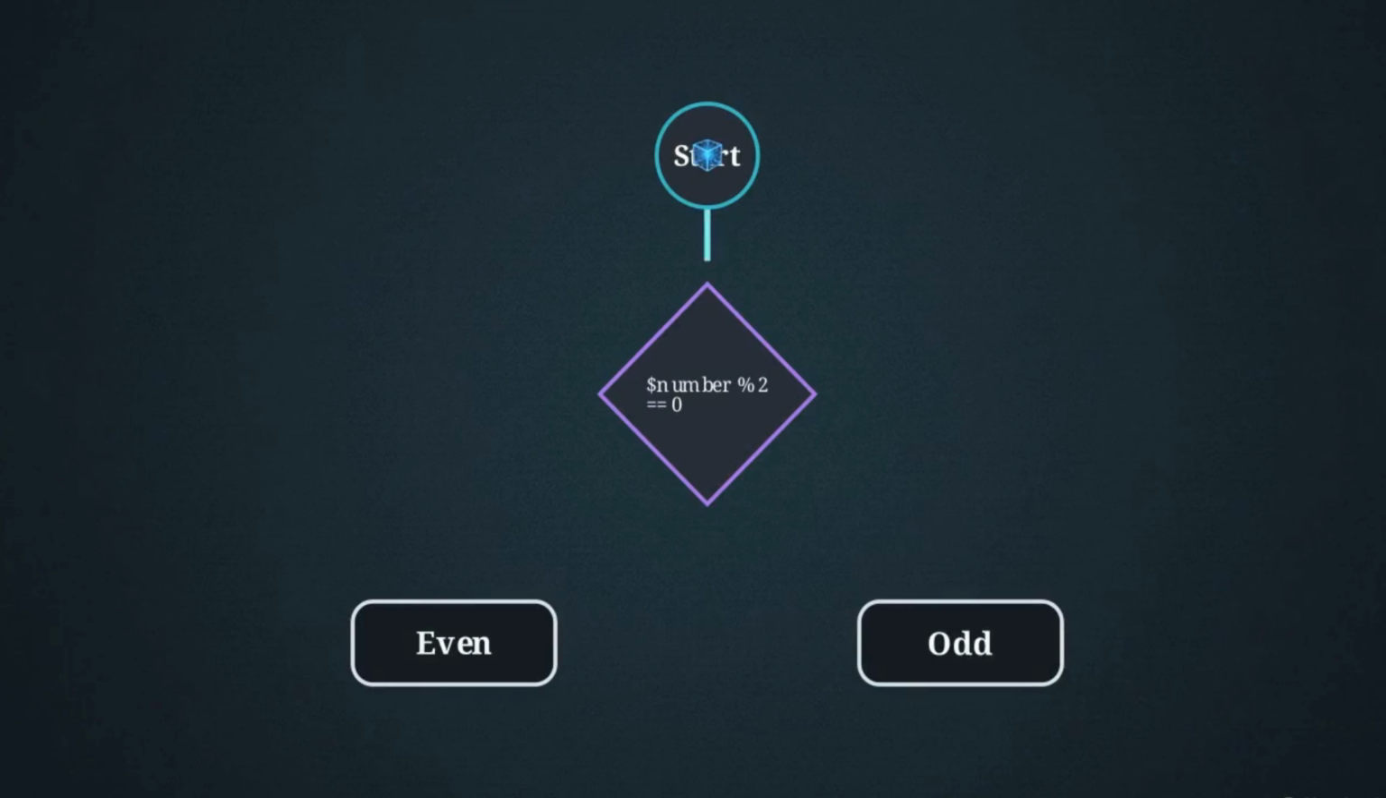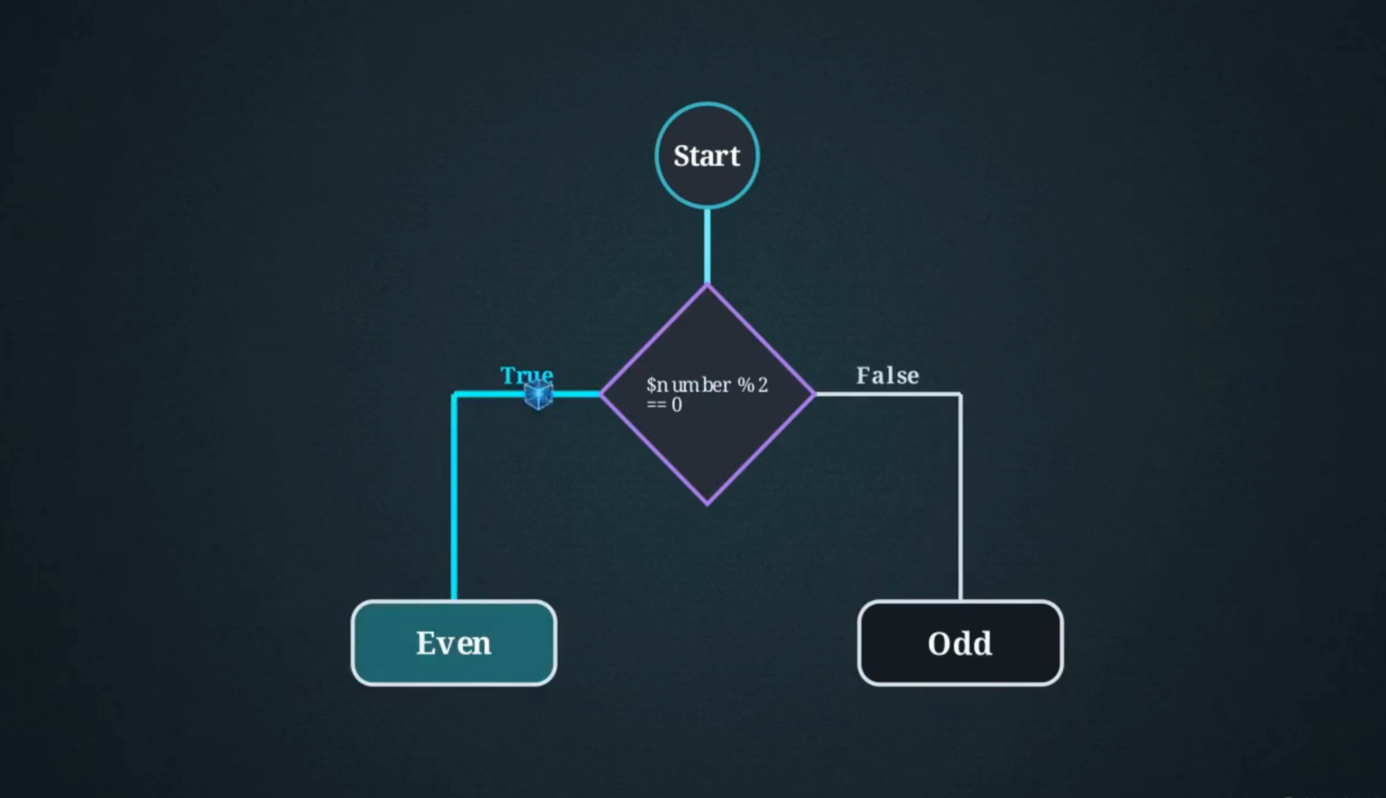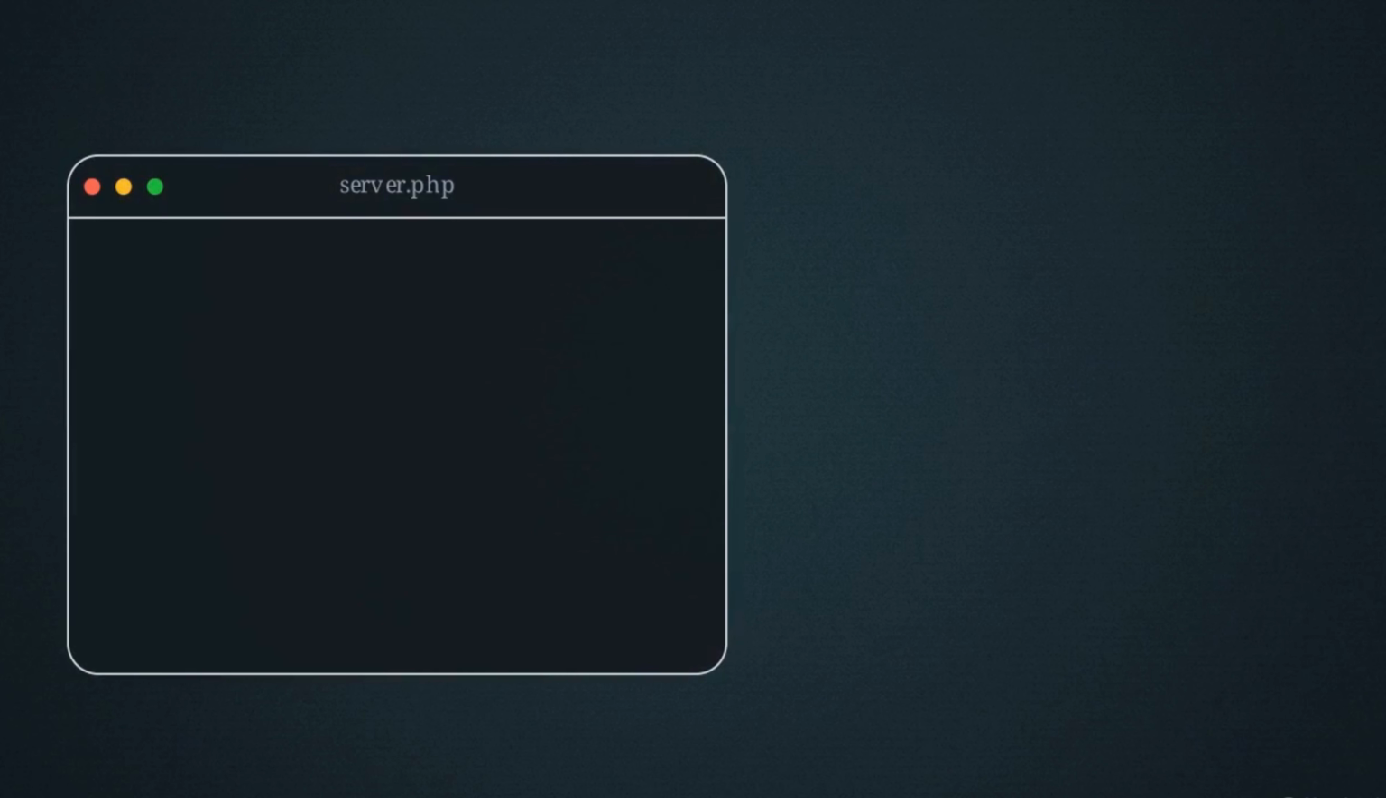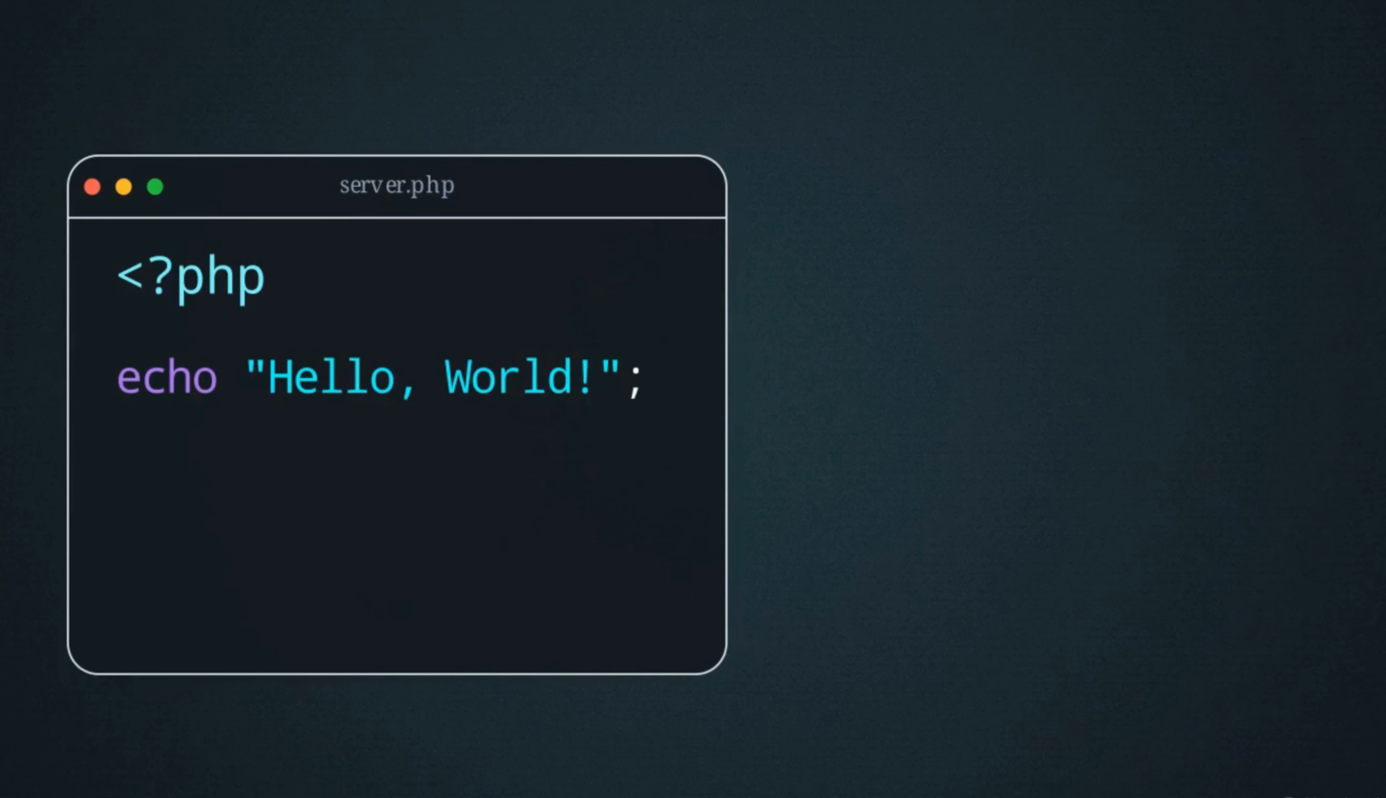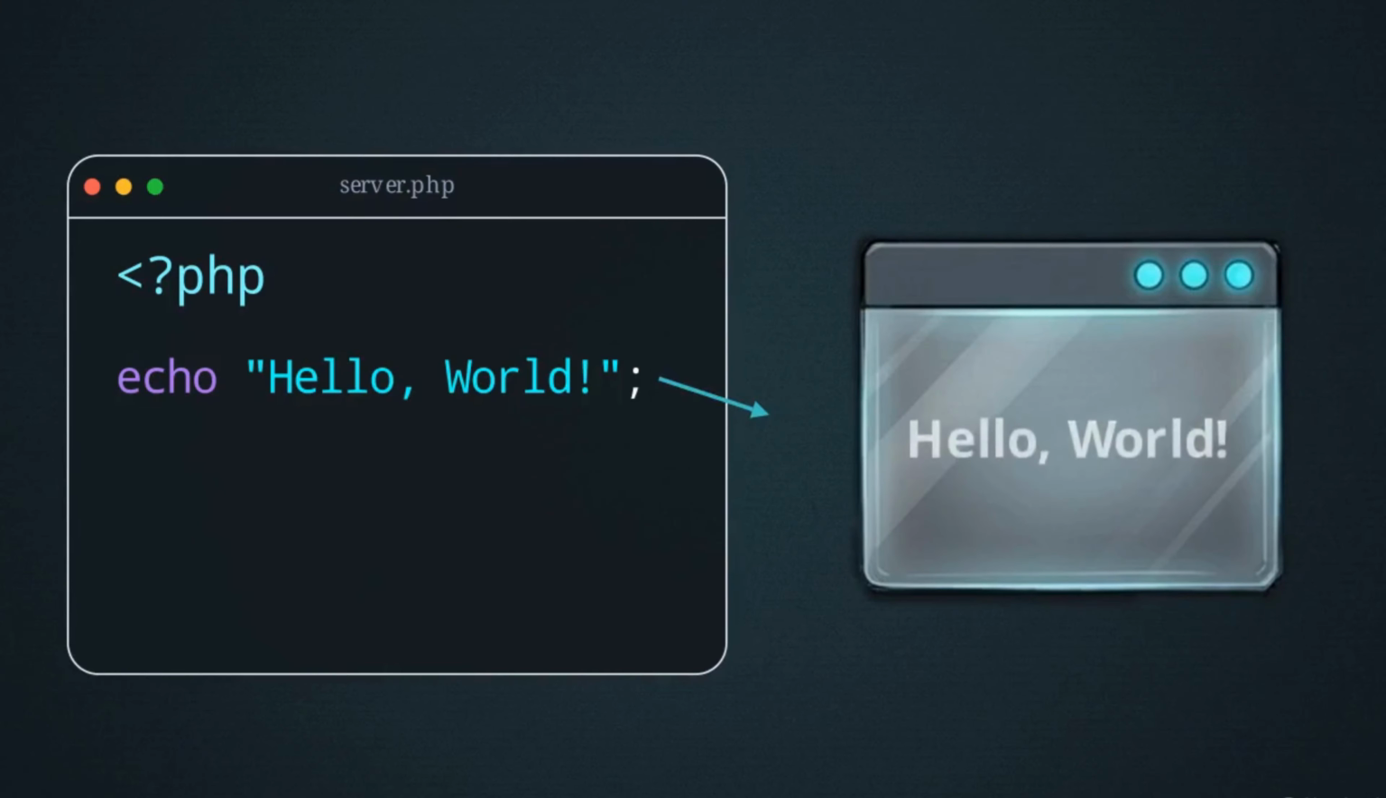We are going to execute these strictly by focusing on the logic flow. Every script starts at the absolute baseline. You open the execution environment with the <?php tag, and you use the echo statement to output your standard text strings, like Hello World, directly to the browser window.